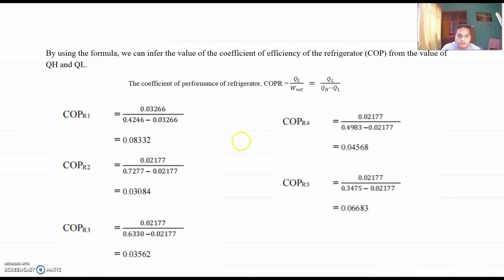For the value of coefficient of performance of refrigerator COP, we use the formula QL per QH minus QL. For test 1, we got the value for COP 0.08332, for test 2 0.03084, for test 3 0.03562, for test 4 0.045868, and test 5 0.06683.